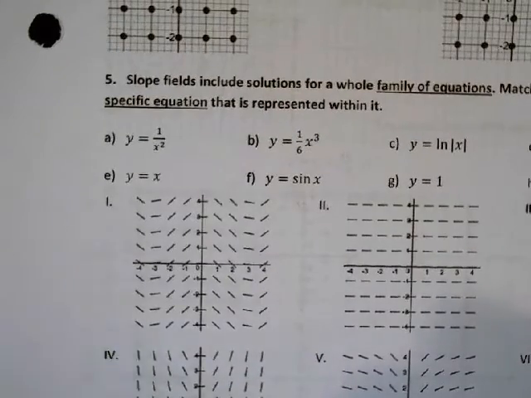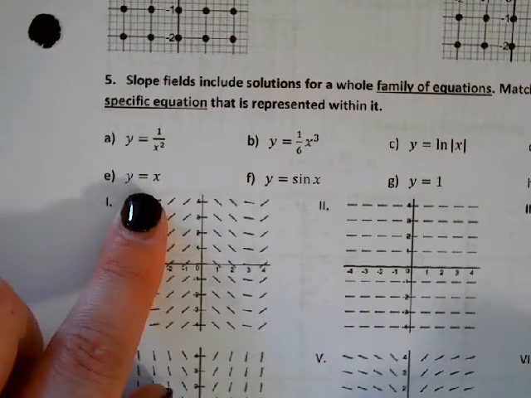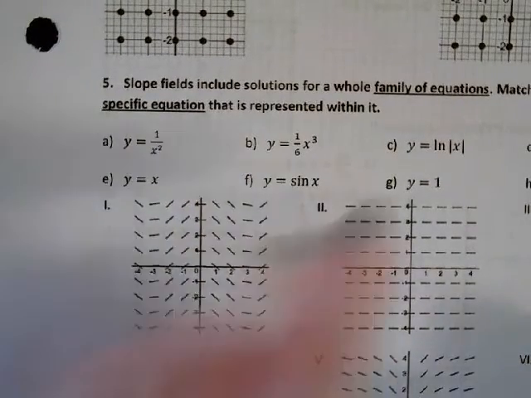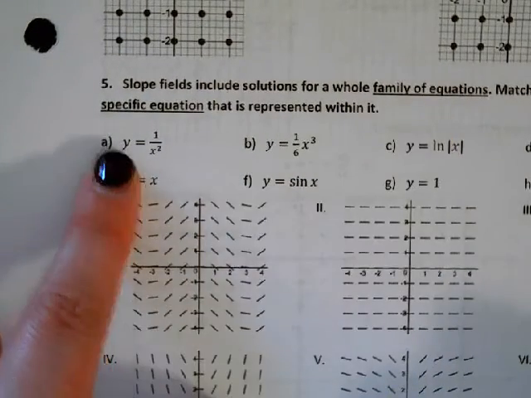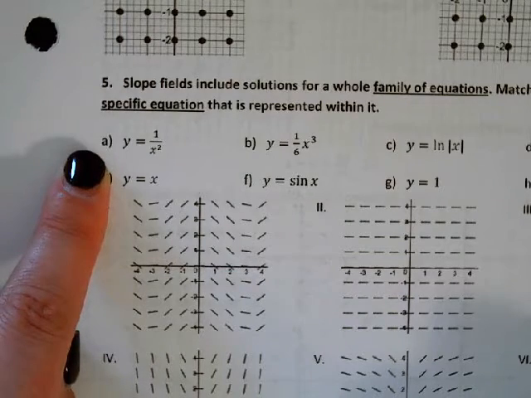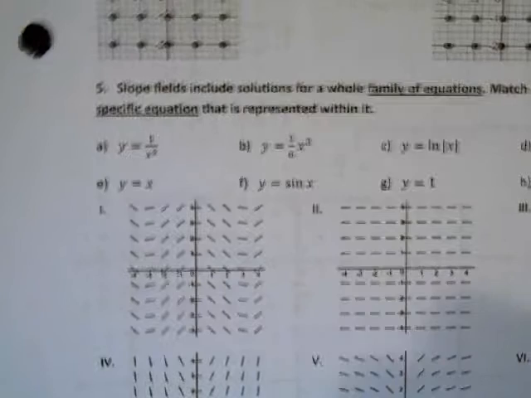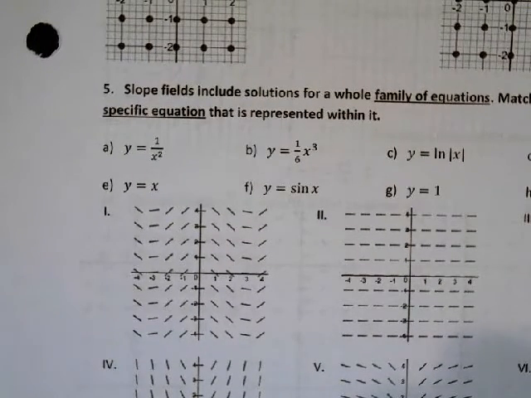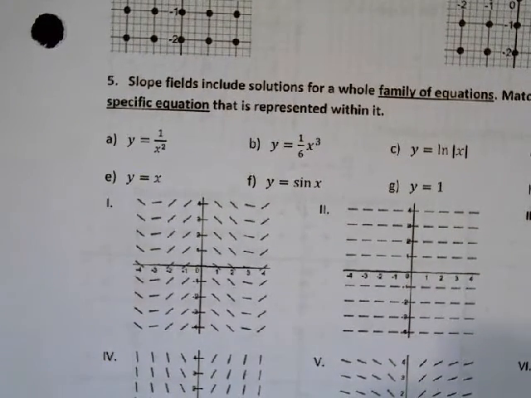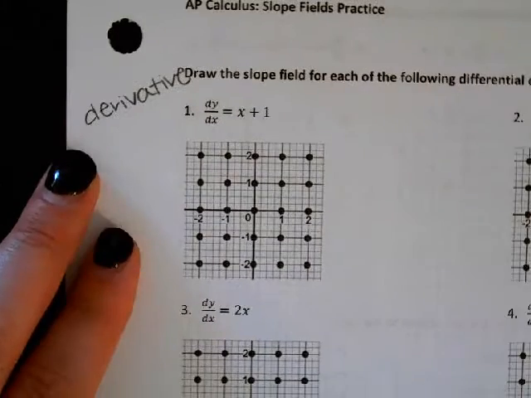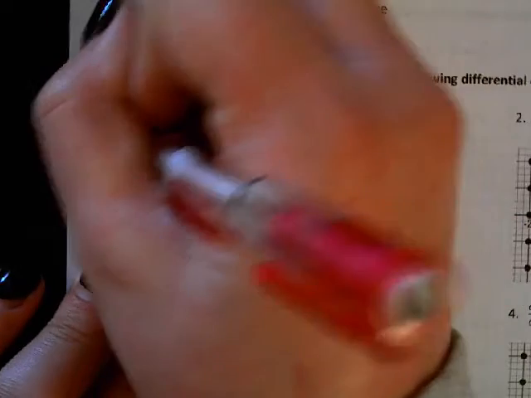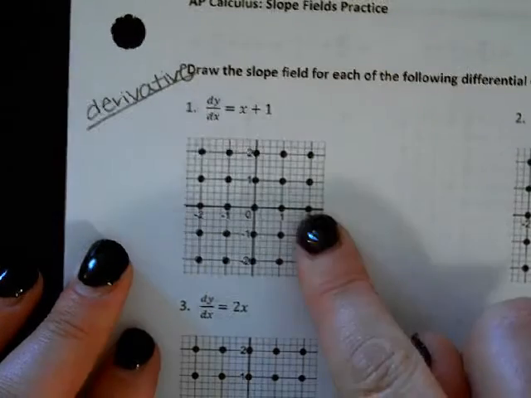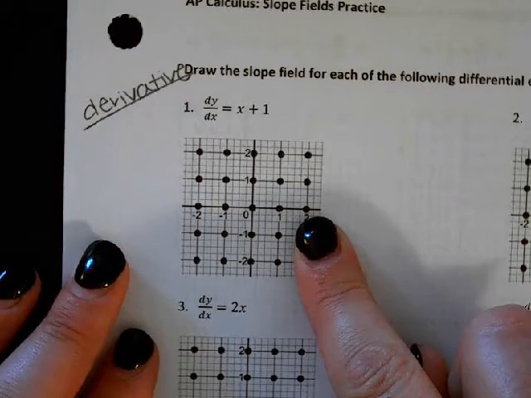For the next section, you can see that you are matching the slope field with the family of equations. They did not give you the differential equation. They gave you the family of functions. See the difference? Does that make sense? So you're not seeing dy/dx equals, you're seeing y equals. Okay? So here we are given the differential equation that we're going to use to create the slope field.